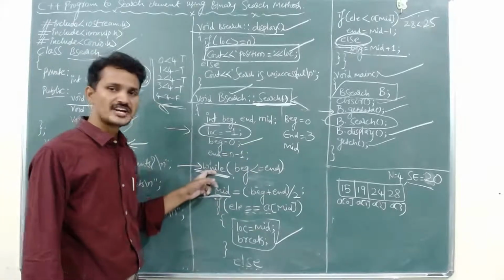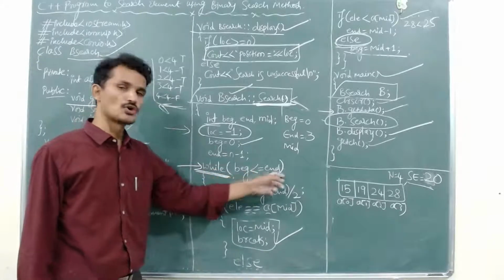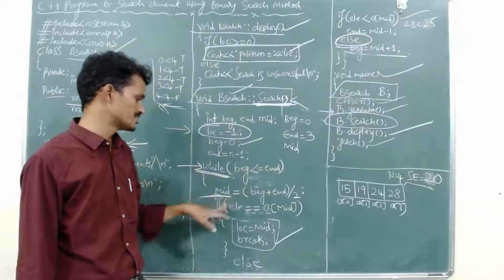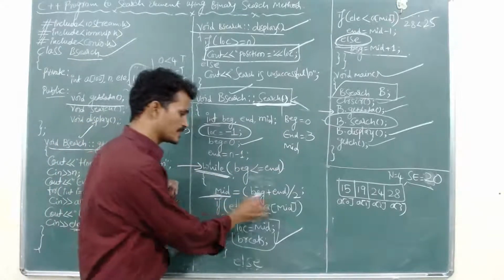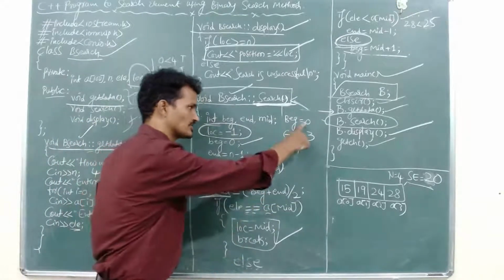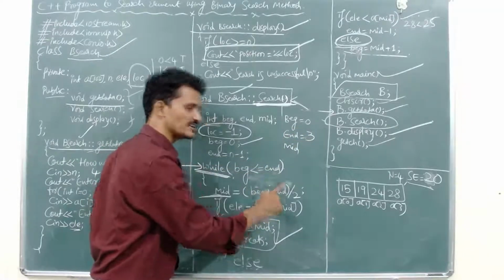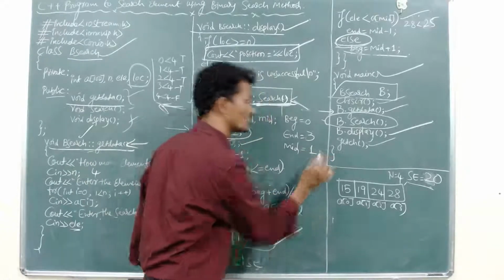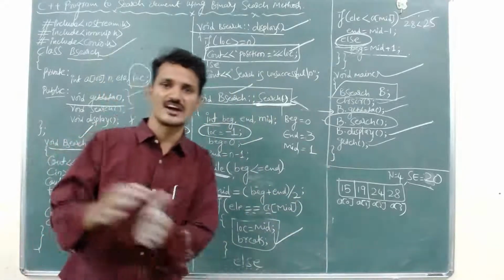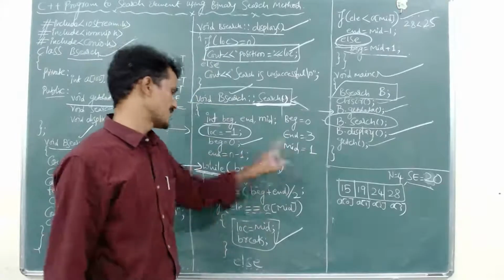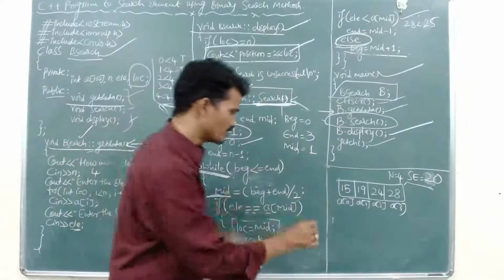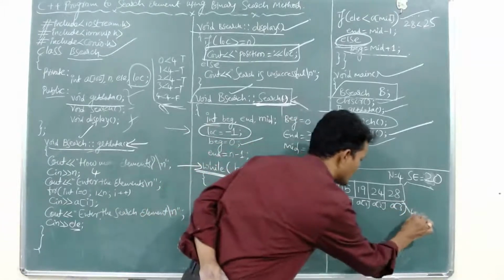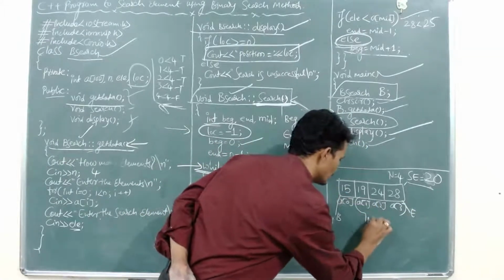That is what? Straight away condition: while begin is less than or equal to end. Begin is 0, 0 is less than 3. Yes, it is true. True means I am going to execute this one. Mid is equal to begin plus end divided by 2. Begin is 0, end is 3. 0 plus 3 is 3. 3 divided by 2 is 1.5. I am going to consider only the integer part, that is 1. I am discarding the fractional part. So 1 is assigned to mid. Next, I will just highlight the position. This is the begin, this is the end, and this is the mid.